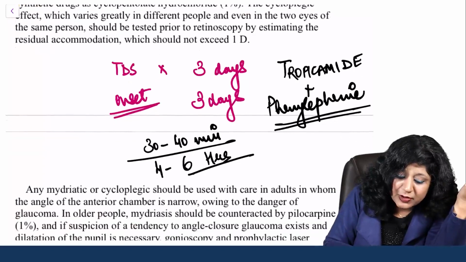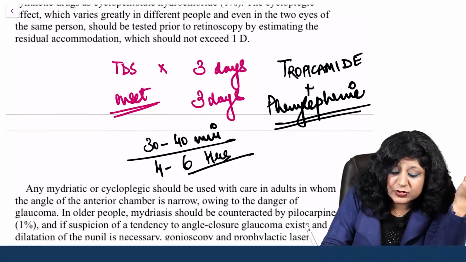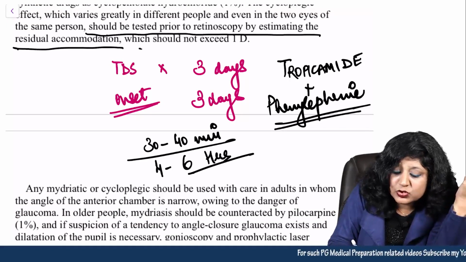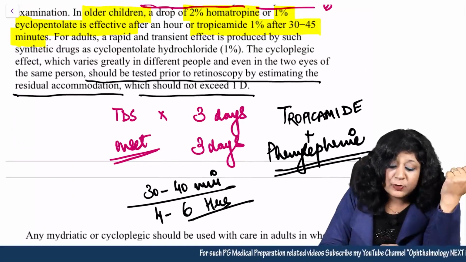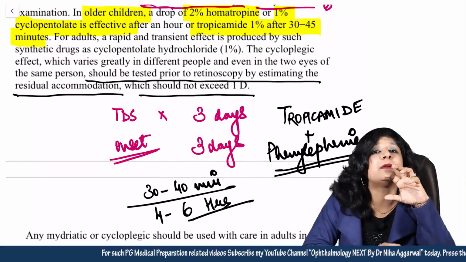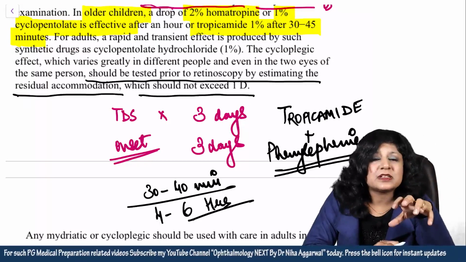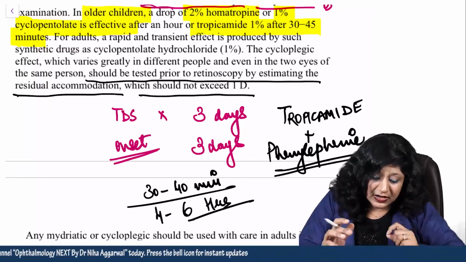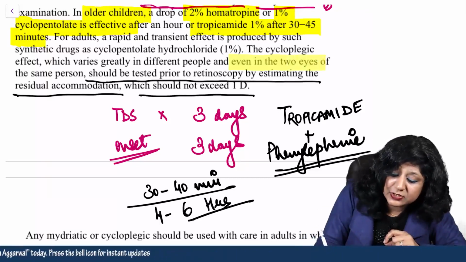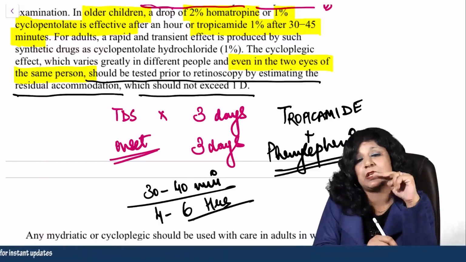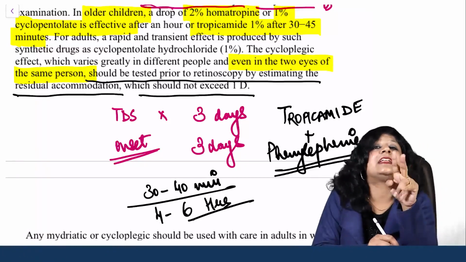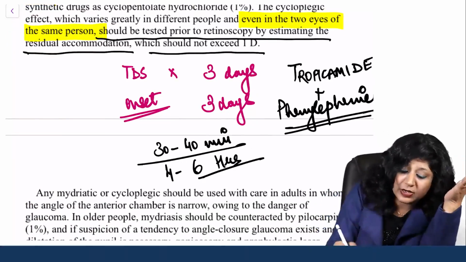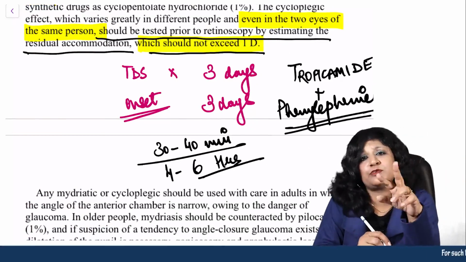All right. The cycloplegic effect, which varies greatly in different people and even in the two eyes of the same person, should be tested prior to the retinoscopy by estimating the residual accommodation, which should not exceed 1 diopter. Now, the cycloplegic effect, they are saying that it is very much variable in different people. So if I am getting one effect in one person, I cannot take it for granted that I'll get exactly the same effect in the other one. So that is very important. And even in the eyes of the same person. So if one person is getting refraction done in the two eyes, again I can get a difference. So always you should look for the differences and always see that it should not exceed more than 1 diopter. Some amount of difference is normal.